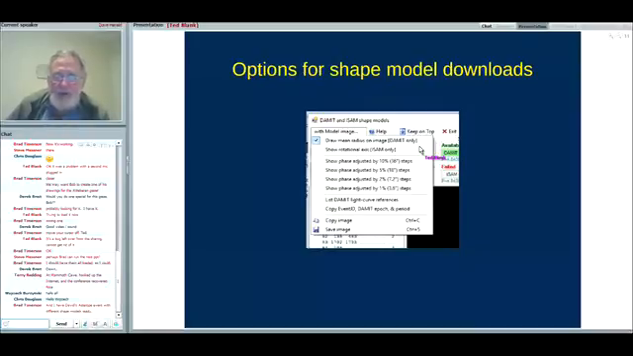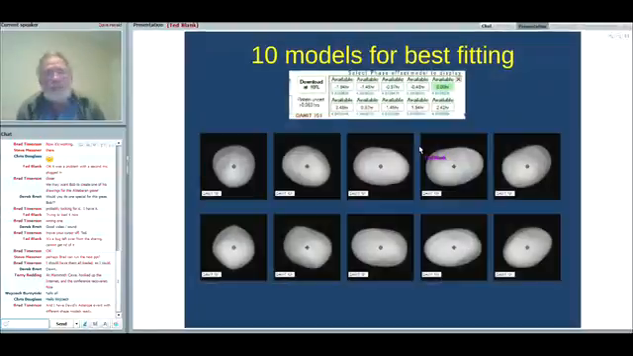Then you also have an option to download light curve references and to copy details so that you can paste them into a report or something. Next slide.